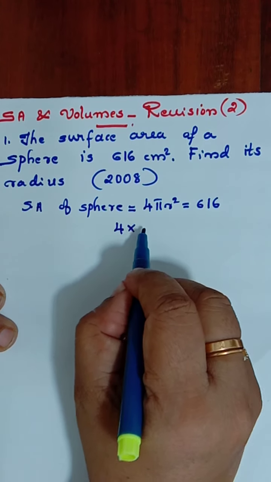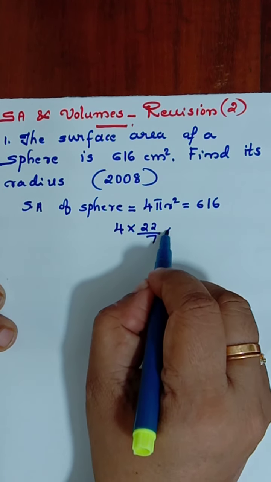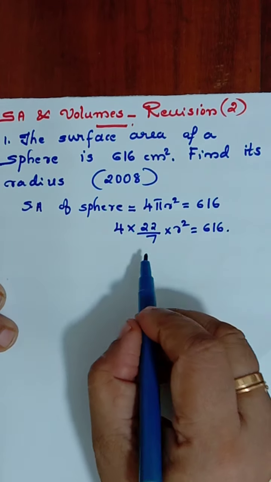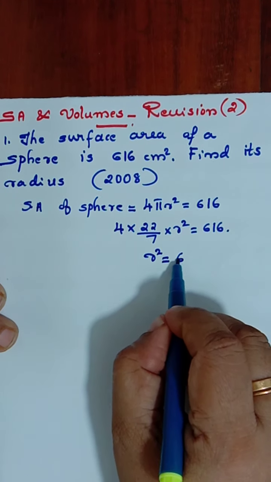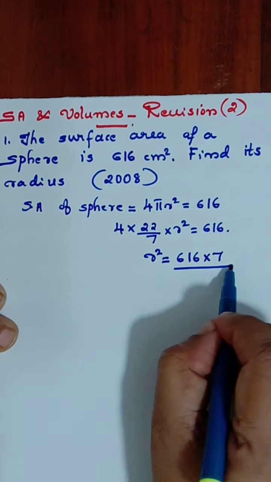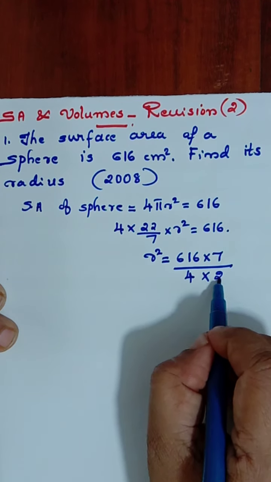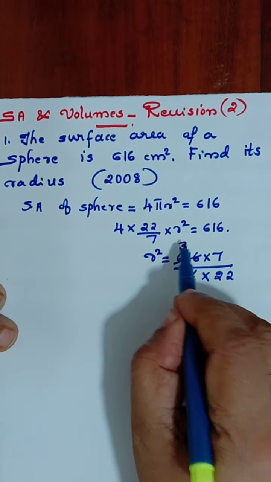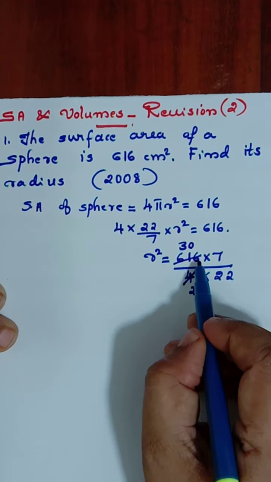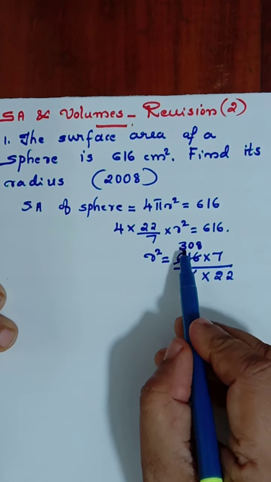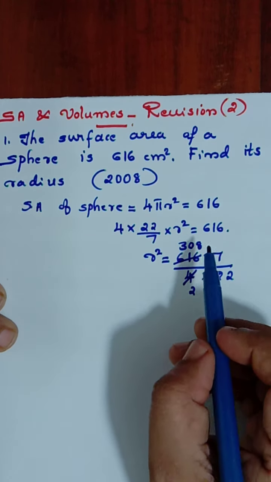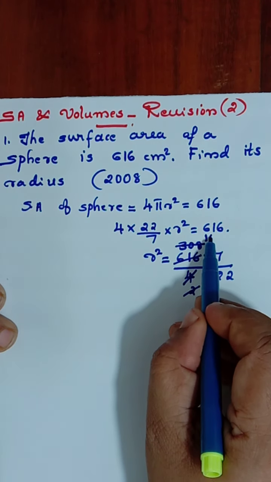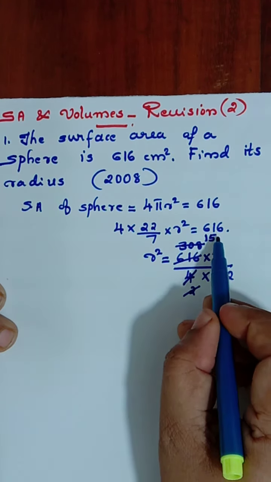Let us substitute the value: 4 into 22 by 7 into r square is equal to 616. Let us transfer: r square is equal to 616 into 7 divided by 4 into 22. Let us divide this by 2. Here also 3 times. Just give the space, 16, 8 twos. Be careful, it is not 38, 0, the place you have to give. Again by 2 we have 1 time, now 10, 5 time, in 8, 4 time.